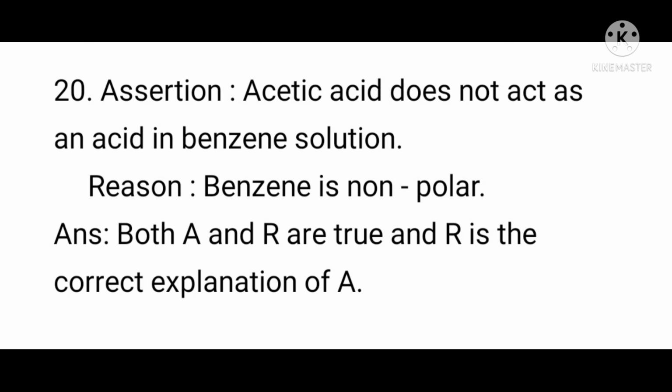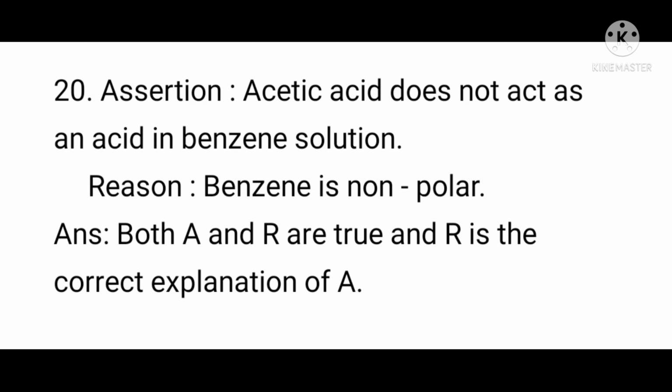Question number 20. Assertion: acetic acid does not act as an acid in benzene solution. Reason: benzene is non-polar. Here both these two statements are true and the second one is the correct explanation of the assertion statement. That is, benzene is non-polar. In benzene no positive and negative ions are formed and therefore acetic acid does not act as an acid in benzene solution. Here the correct option is option A. That is, both A and R are true and R is the correct explanation of A.